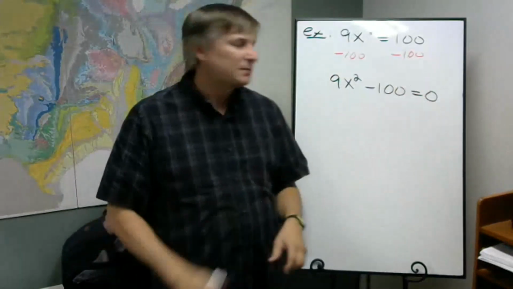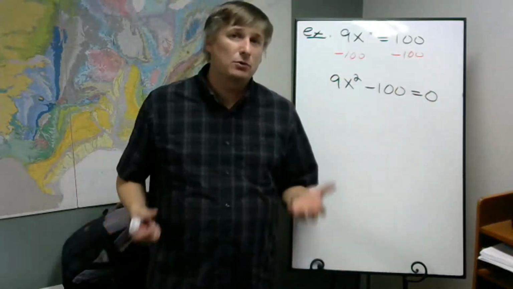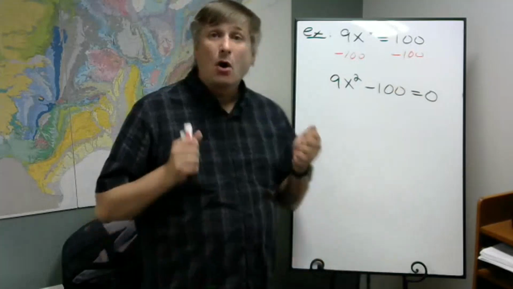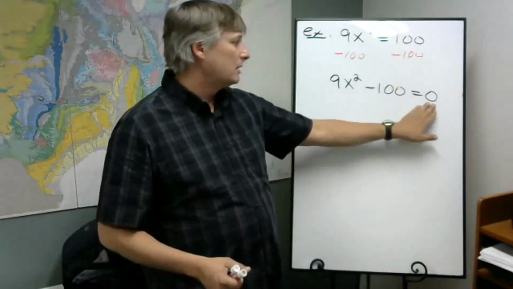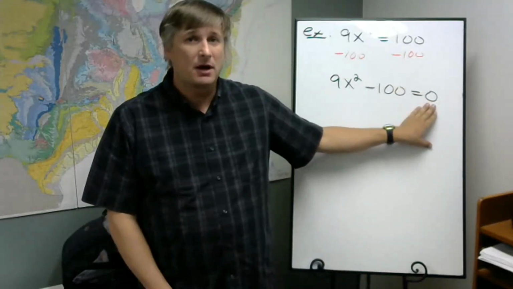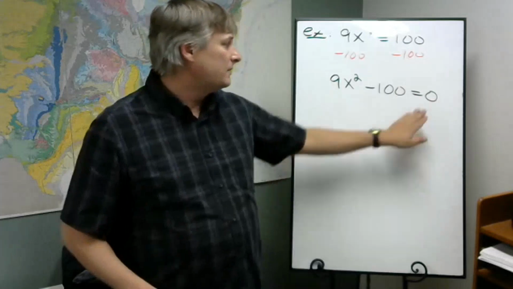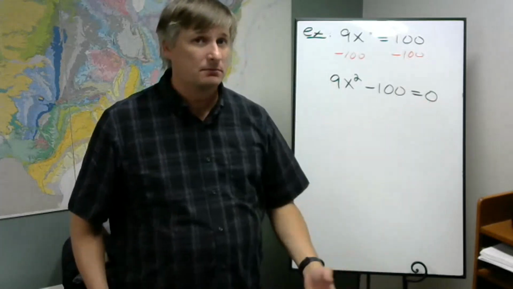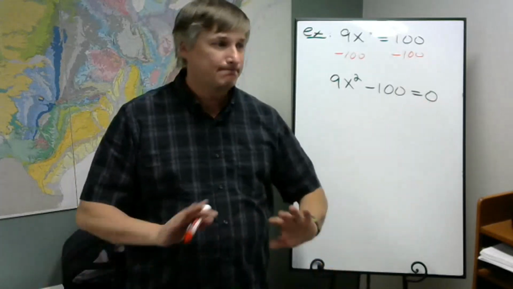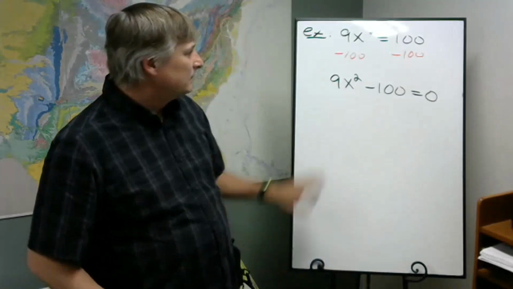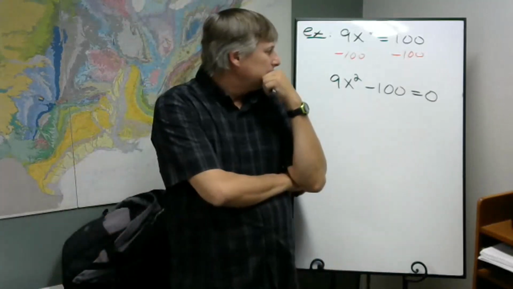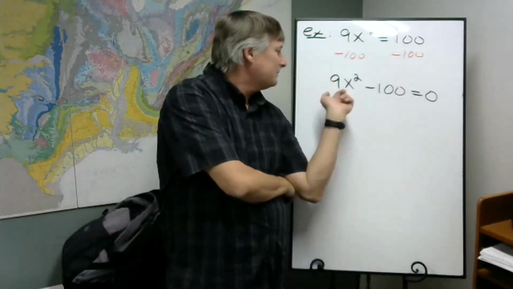Now, why do we do this? Well, again, we want to use the zero product property. It only works if there's a 0 here on this other side. It won't work if this is something other than 0. Can't use the zero product property. No way. Now let's take a look at this.